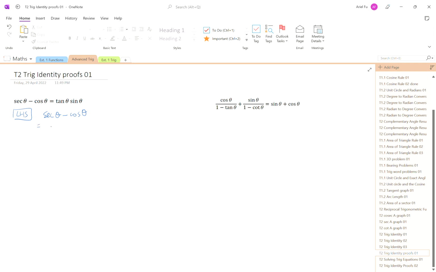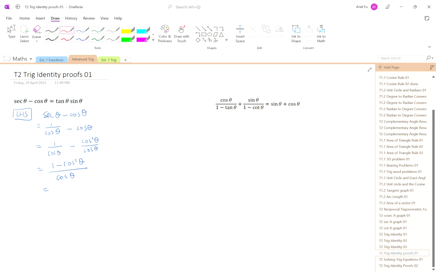So in this case, we're going to start with the left-hand side, and I know secant is the same as 1 over cosine theta, minus cosine theta. Now, if you look at the right-hand side, you will end up with one thing, not two fractions. So intuition tells me that I have to combine the two fractions as one. So this is the same as this, with a common denominator. That gives me 1 minus cosine squared theta over cosine theta, and I know that 1 minus cosine squared theta is sine squared theta.